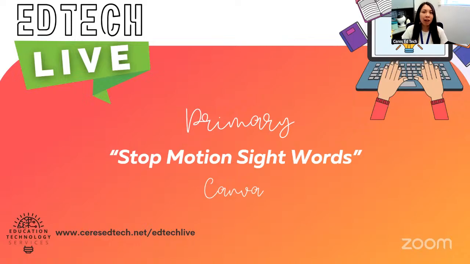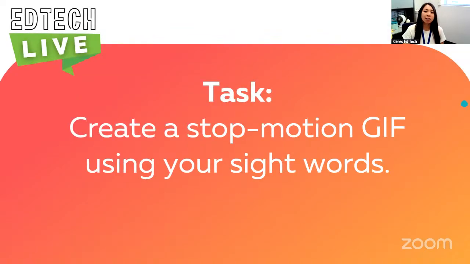If you're watching live or viewing this as a recording, this is geared for kinder, first, second grade primary students. So let's go ahead and get started with our task. Our task this morning is to create a stop motion GIF using your sight words.